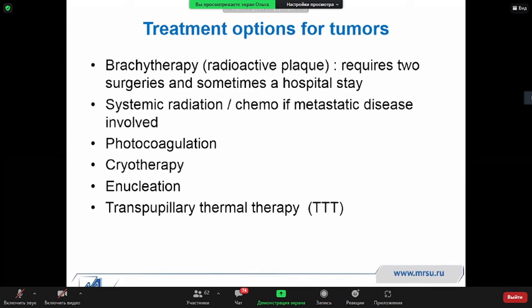For tumors, what treatment options can we use? It's brachytherapy, a radioactive plaque. It's two surgeries, when we place the radioactive plaque and then we take it out. Systemic radiation if there is a metastatic process, photocoagulation of the melanoma, cryotherapy, enucleation of the eye, and transpupillary thermal therapy.